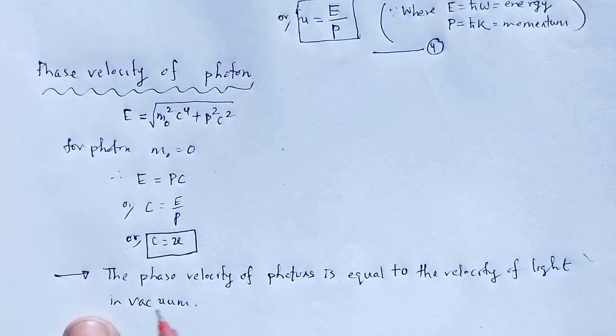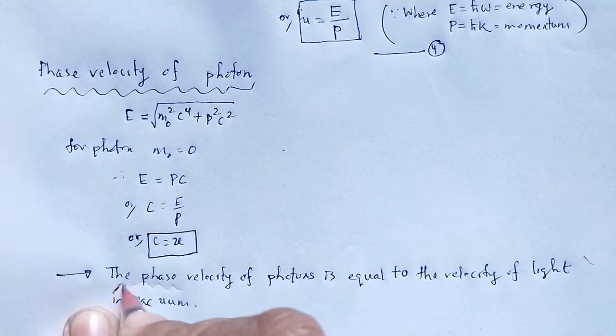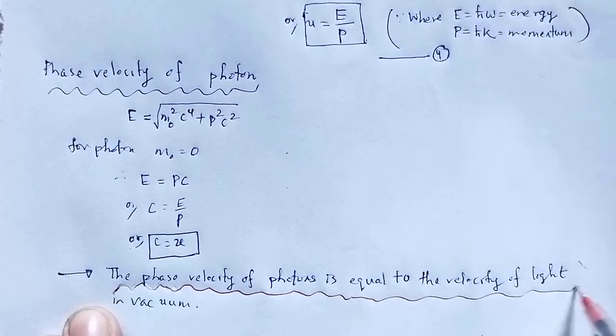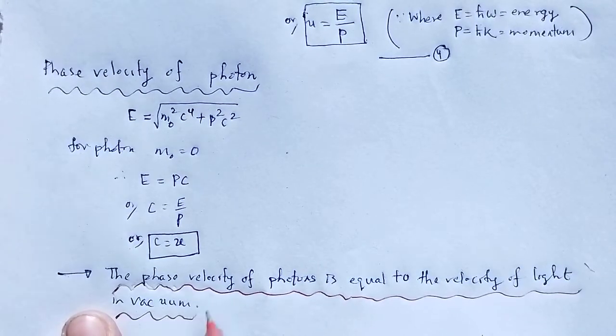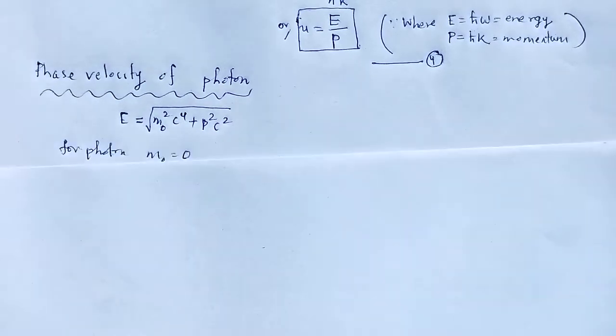This one is the important one. The phase velocity of a photon is equal to the velocity of light in vacuum. Again, we calculate the phase velocity for a material particle in two cases: one for the relativistic case and another for the non-relativistic case.